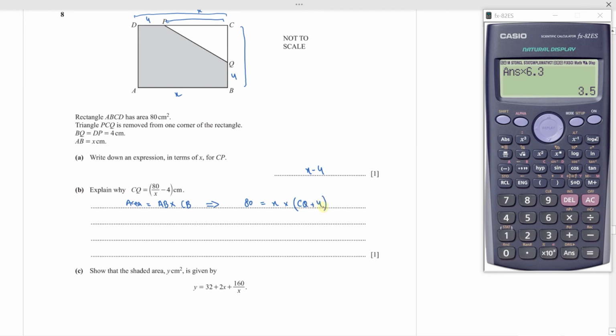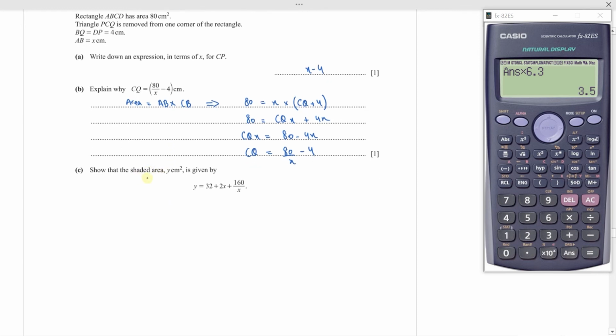plus 4. Now if I open the brackets on the right side, I will get 80 equals CQ multiplied by X plus 4X. Now if I take this 4X to the other side, CQX will equal 80 minus 4X. And to get the value for CQ, I will divide by X on both sides of the equation. So this will become 80 over X minus 4X divided by X, which leaves me with 4. So CQ is 80 over X minus 4, as you have shown.